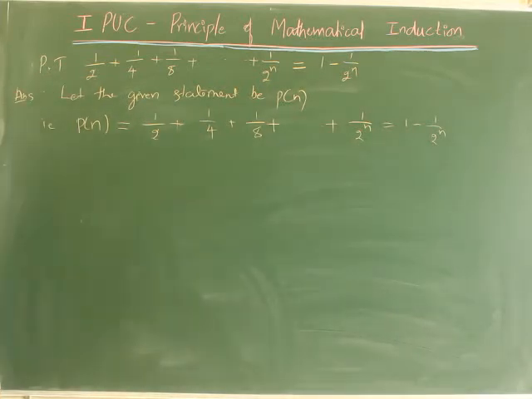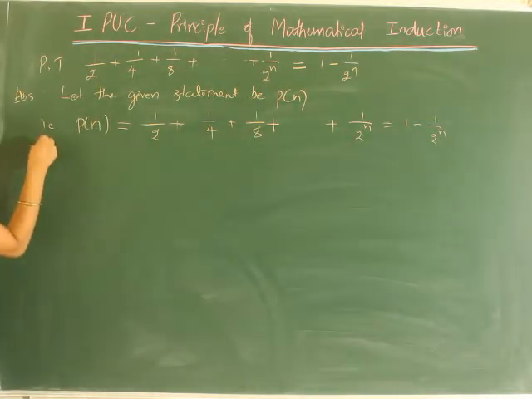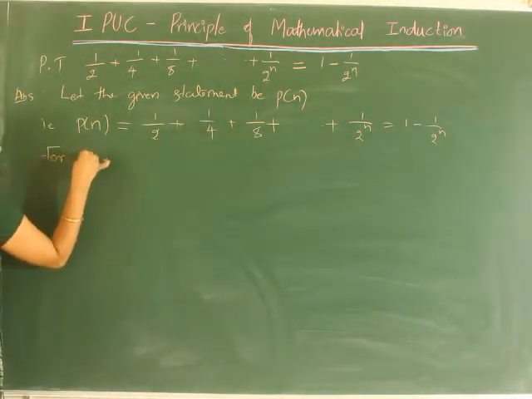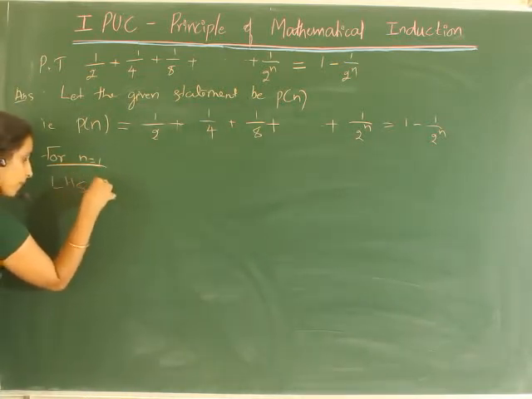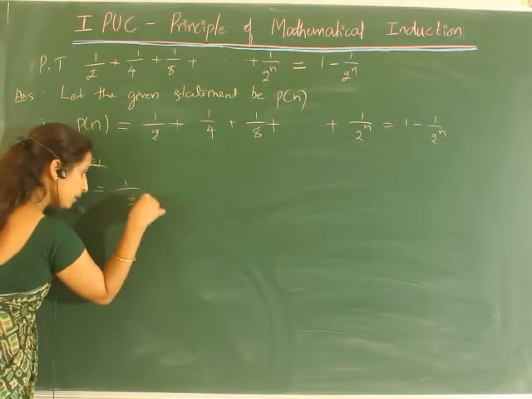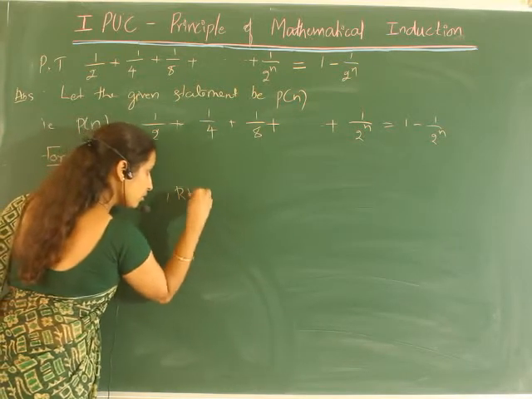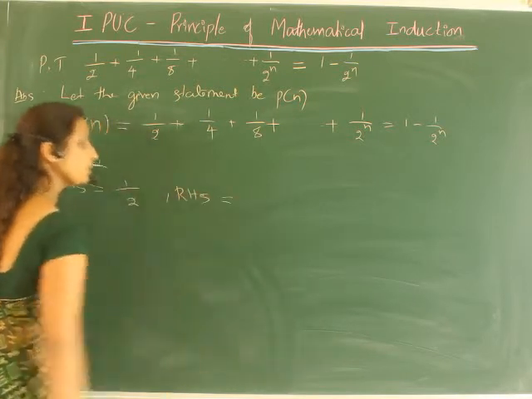Next, we have to prove this for n equal to 1. For n equal to 1, we have to check the left hand side and the right hand side. So the left hand side will be 1/2, and the right hand side will be 1.